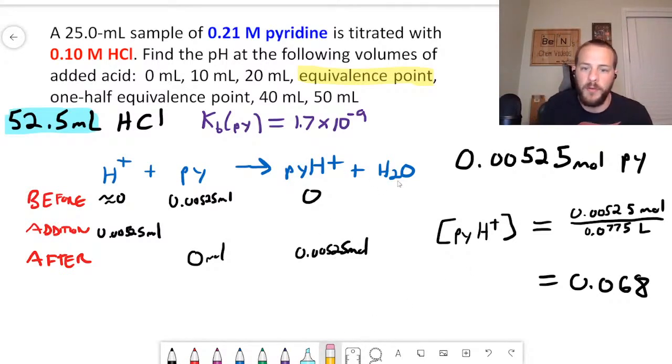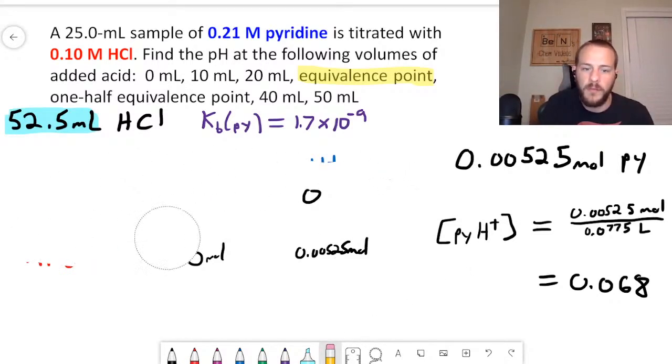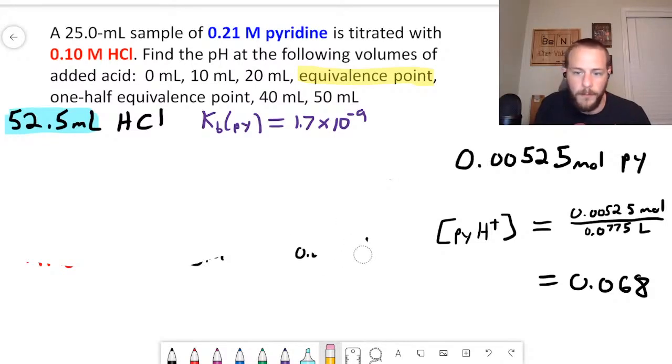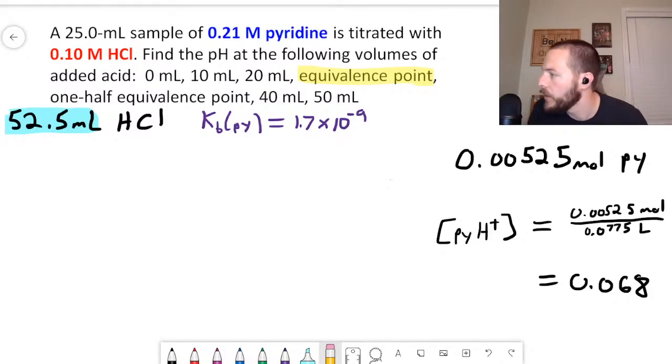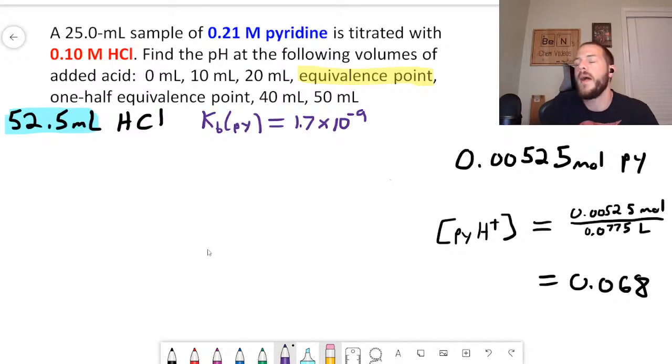So now what I'm going to do is erase all this because we've gotten what we want out of this. Now we're going to do an equilibrium problem, right? So we have to be able to know how to write the chemical equations correctly for these equilibrium problems. And the best way to do that is to just think about what's actually happening. Like, we have the conjugate acid of pyridine, PYH plus, that's going to act as an acid. That's going to donate a proton to water. And what do we get after it donates a proton to water?